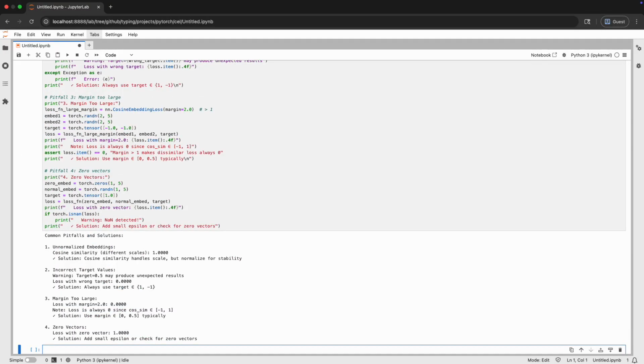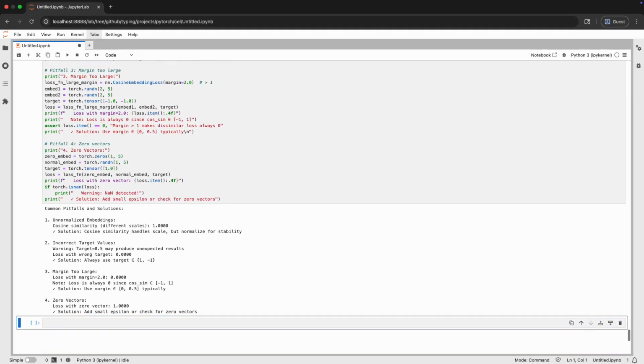Cosine similarity naturally handles scale differences, so unnormalized embeddings work, but normalization improves stability. Using wrong target values like 0.5 can produce unexpected behavior, so always use 1 or -1. A margin greater than 1 makes the dissimilar loss always 0, since cosine similarity ranges from -1 to 1. And zero vectors can cause issues, so add checks or small epsilon values to prevent them.